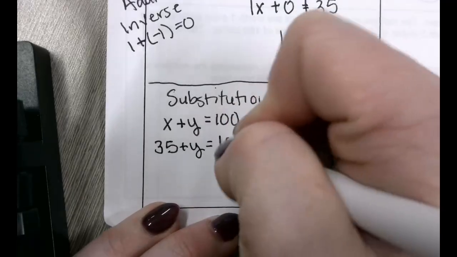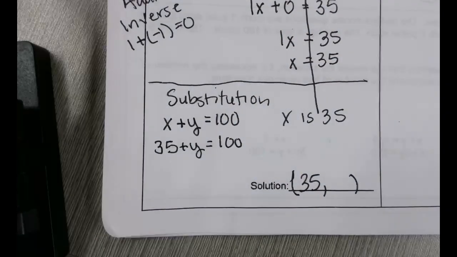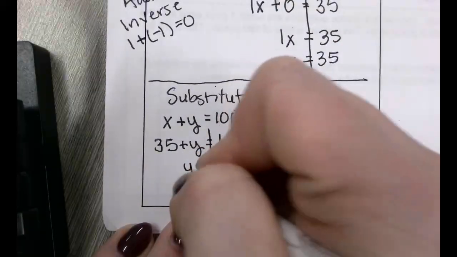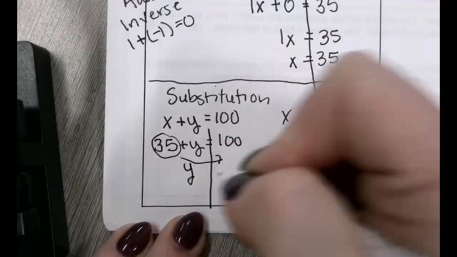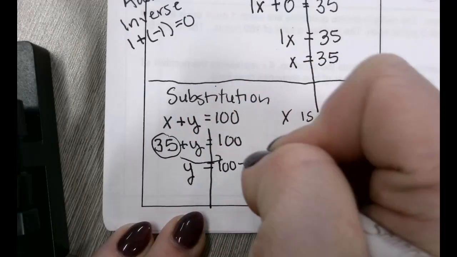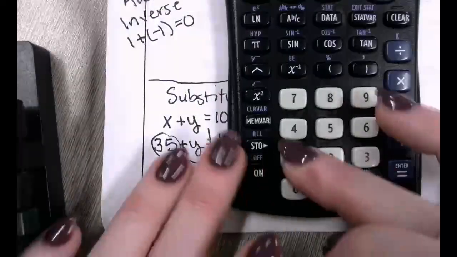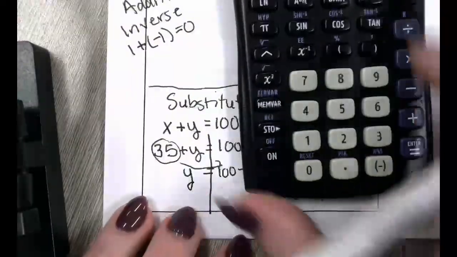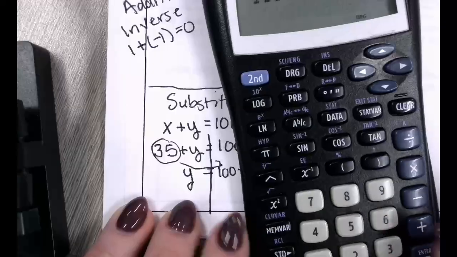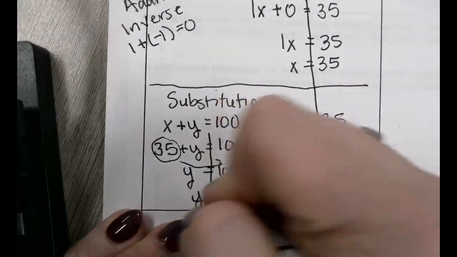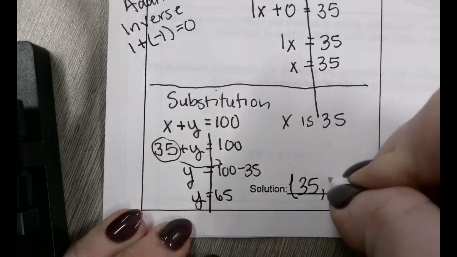Now remember, when we're solving equations, we want to distribute and then combine like terms. We don't have to distribute here, so we're just going to go straight to combine like terms. When you move across the barrier, you do your opposite. So I'm going to move my 35 this way, and it's going to give me 100 minus 35. Alright, come on, calculator. Alright, 65. Okay, so my coordinate point is 35, 65.